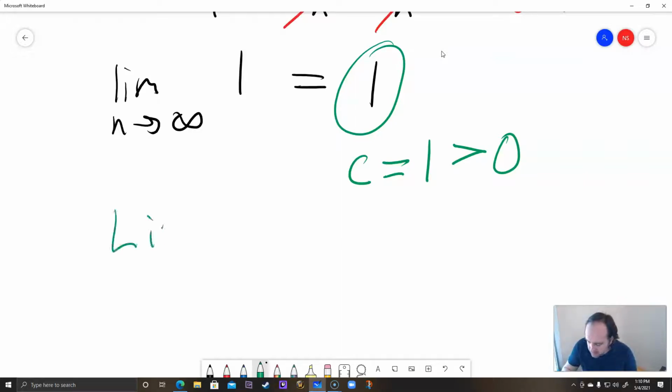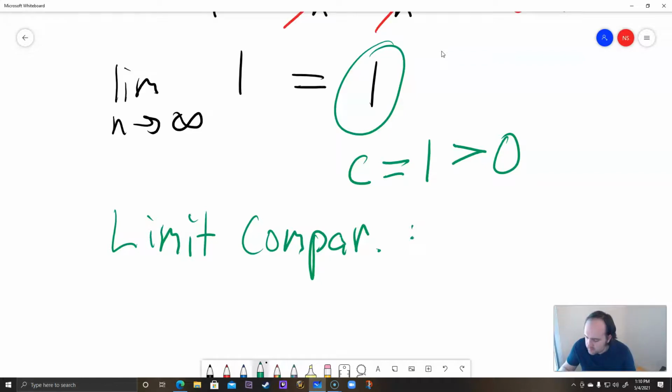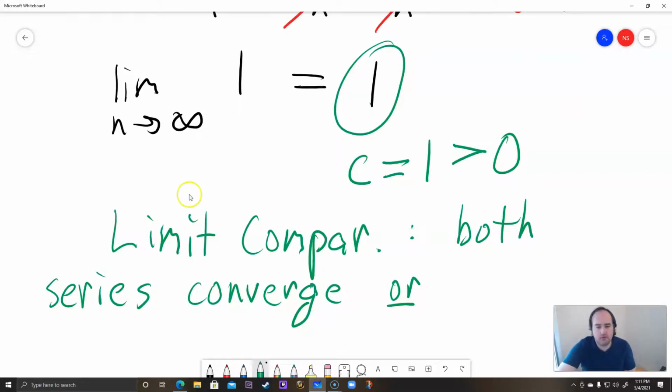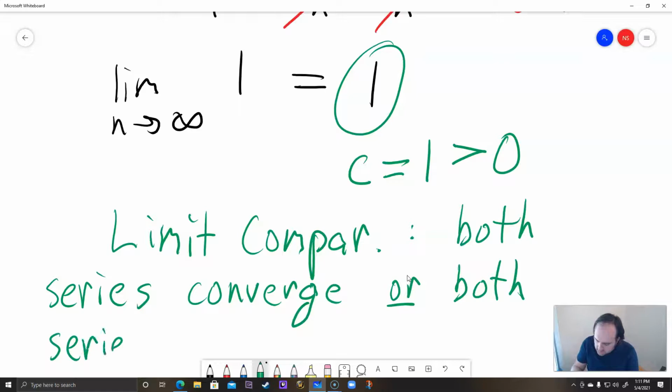So by the limit comparison test, we know that both series converge or both series diverge.